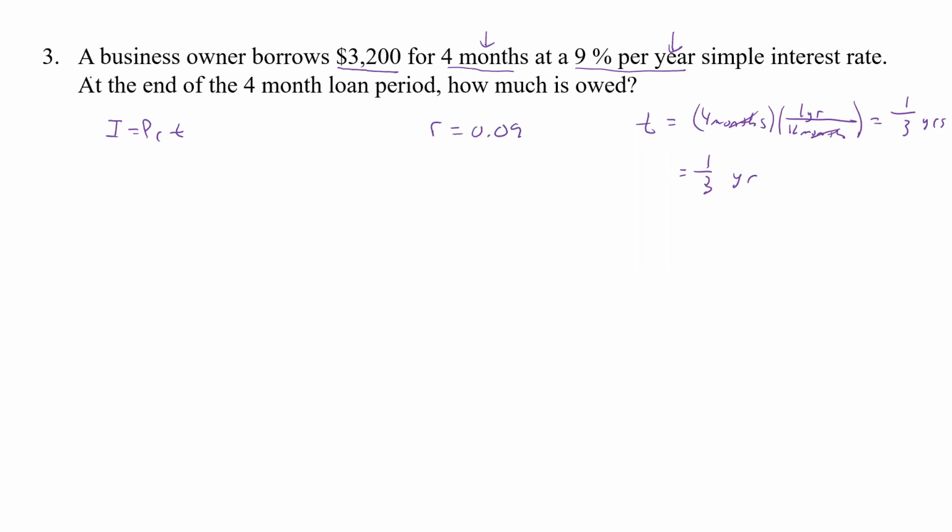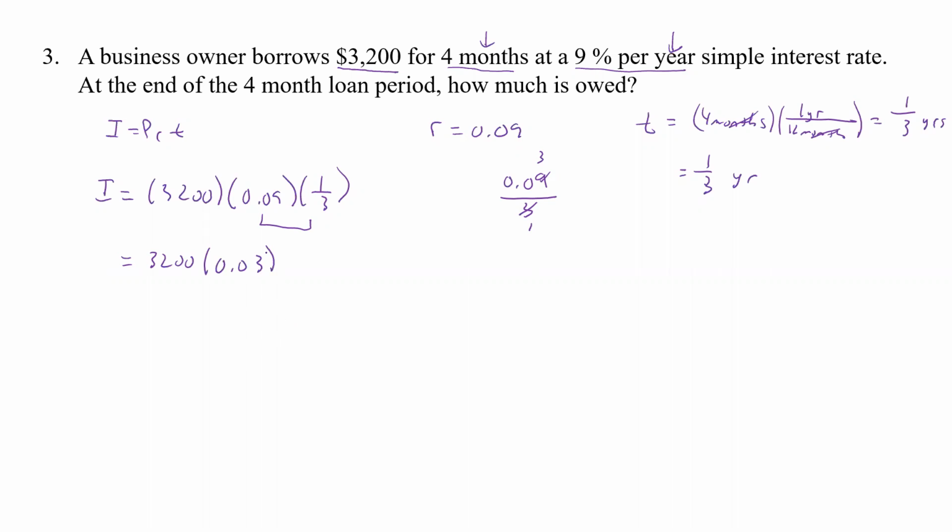All right, so now we can plug everything in and we get I equals, now our principal was 3,200 times our rate 0.09 times 1/3. All right, so first thing I notice is I can take 0.09 divided by 3, because if I take these two and multiply them, that gives me 0.09 divided by 3. Well, 3 goes in here once, 3 goes in here 3 times. So I get out of this 3,200 times 0.03. So now I just have to take the 0.03 times the 3,200.